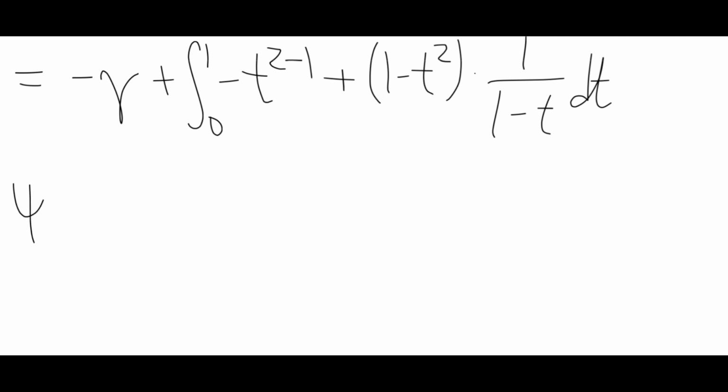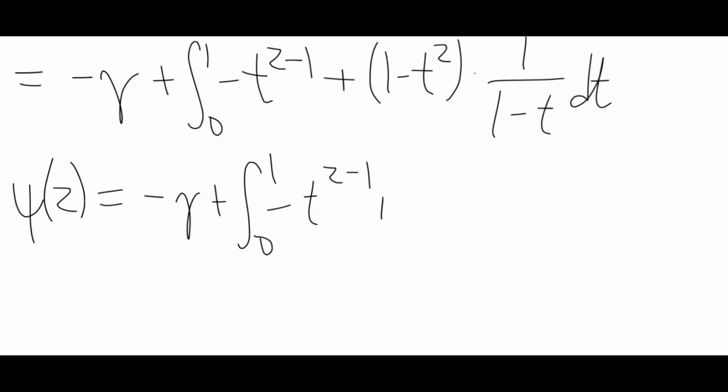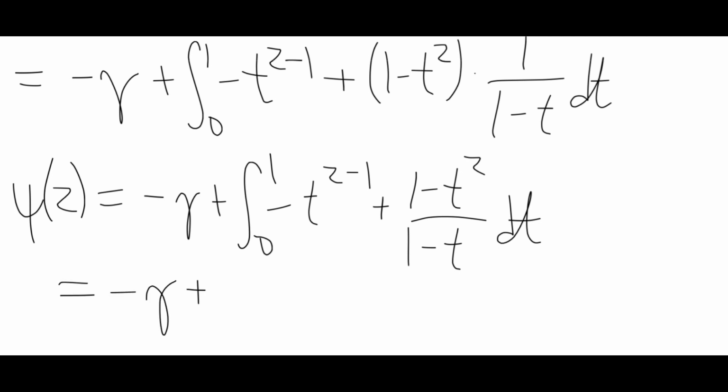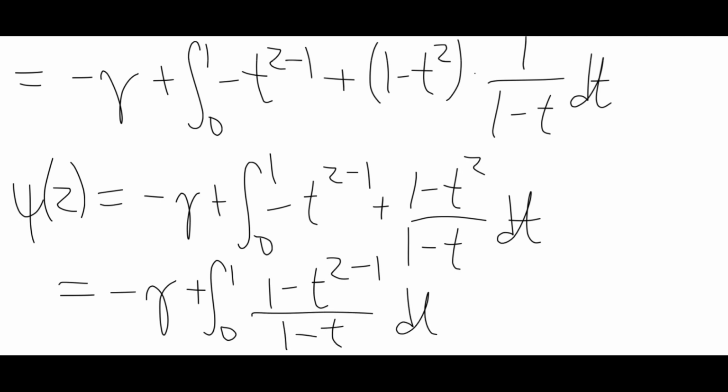Okay, so altogether I get digamma of z equals negative gamma plus the integral of minus t to the z minus 1 plus 1 minus t to the z over 1 minus t. And the last step is combining this t to the z minus 1 into the fraction. So that gives me a minus t to the z minus 1 plus a t to the z. And that cancels with the t to the z that I had before. So I get 1 minus t to the z minus 1 over 1 minus t.